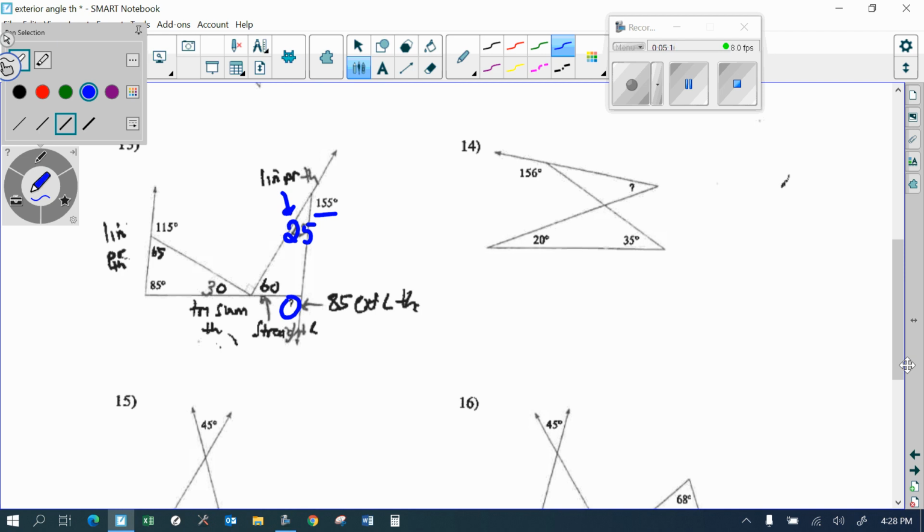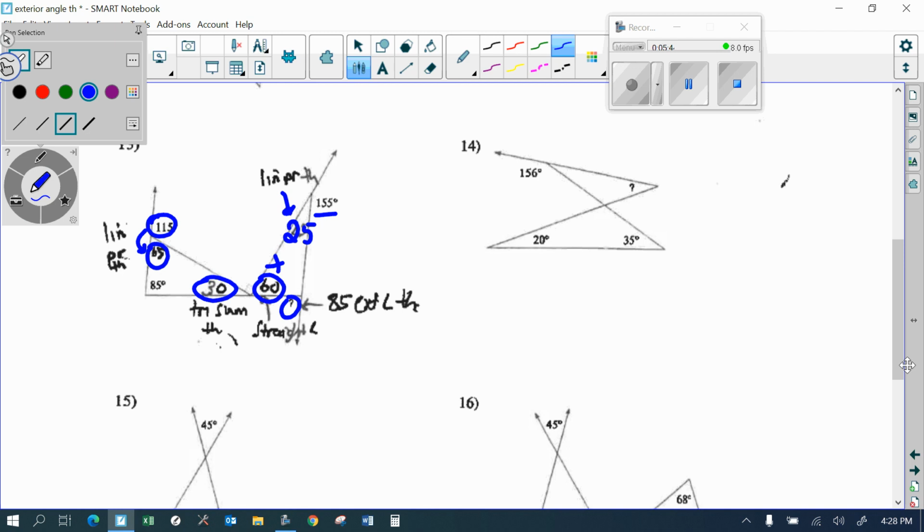Okay, because if I knew what this angle was, add those together and that would be that angle, but I don't know what it is, so I have to work my way backwards. In order to know what that angle is, I have to know what this angle right here is. But in order to know this angle, I have to first know this angle. So these two angles form a linear pair. That's why it's the linear pair theorem. 180 minus 115 is 65 degrees.